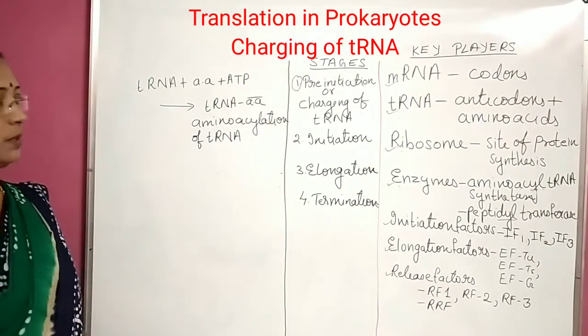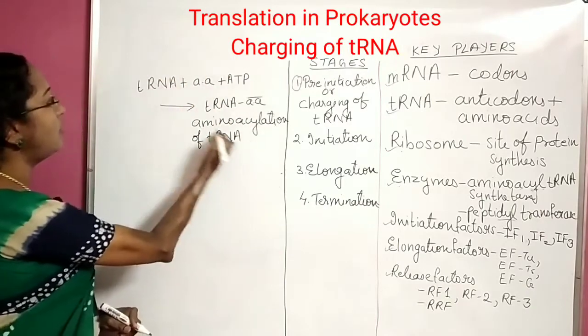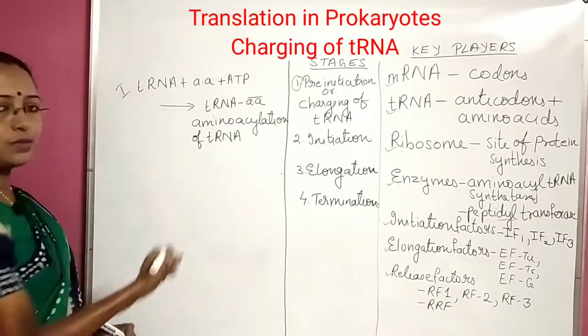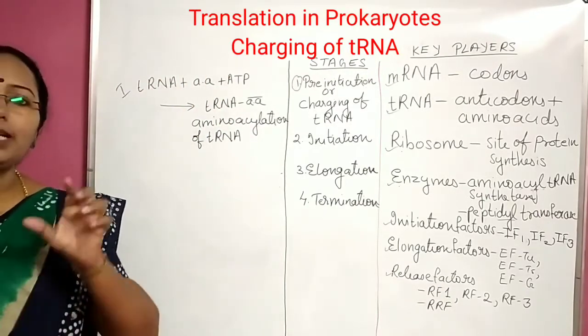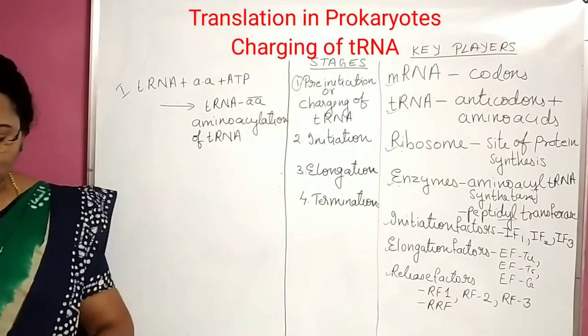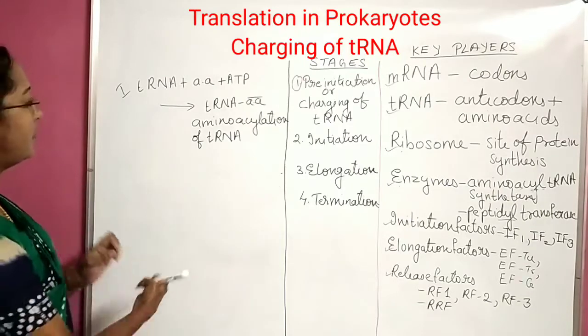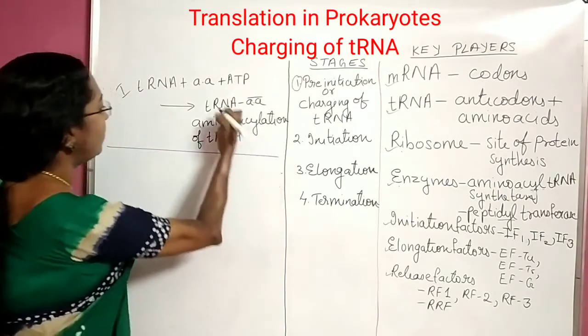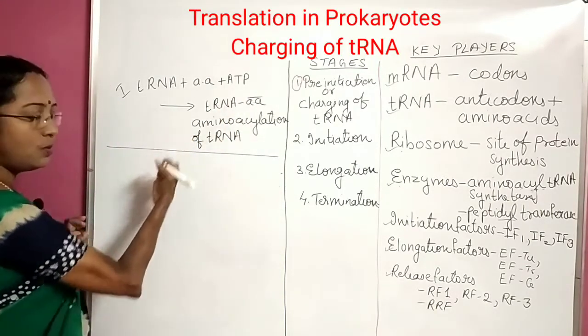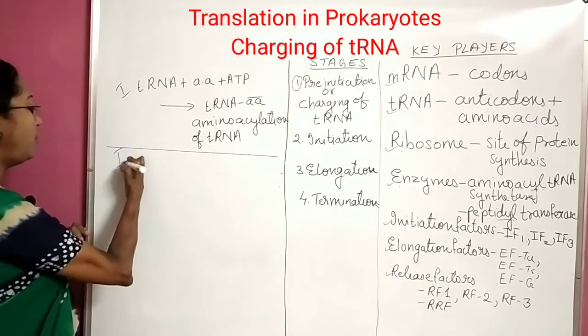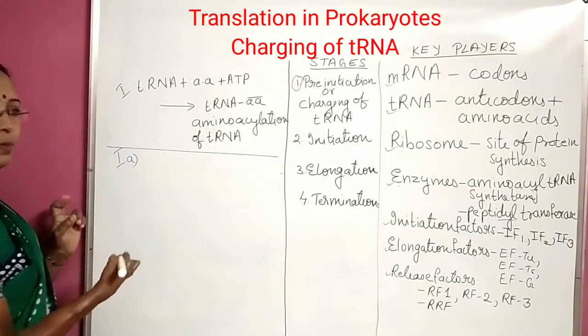Aminoacylation of tRNA. But as it is shown here as one step, it is not so. It is actually happening in 2 steps. So let me bring clarity on that. What are those 2 steps? This whole process can be divided into 2, or 2 processes happen here. So I am putting it as 1A. That is the first process.